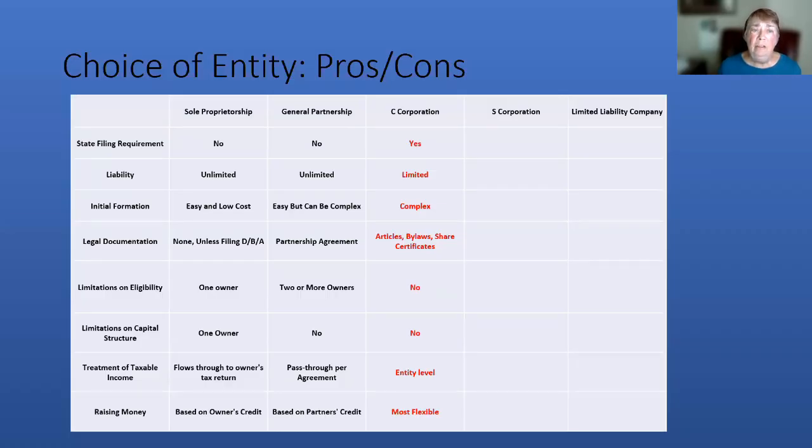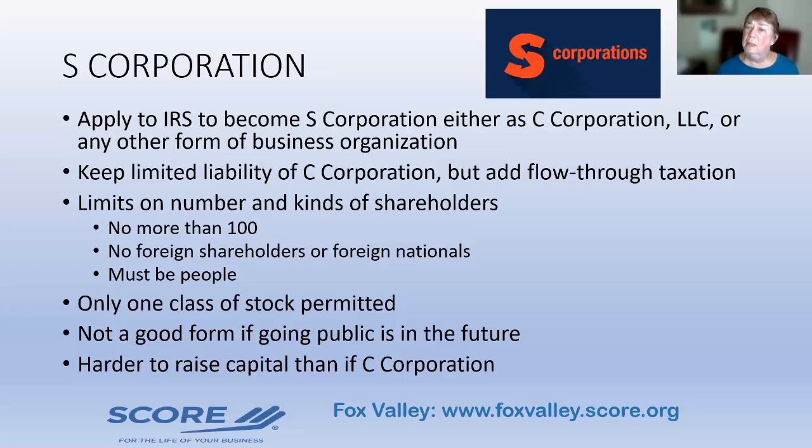In the history of business organizations, the next thing that happened was the S corporation. Sometimes its formal name is the subchapter S corporation, after the subchapter of the tax code that it's in.